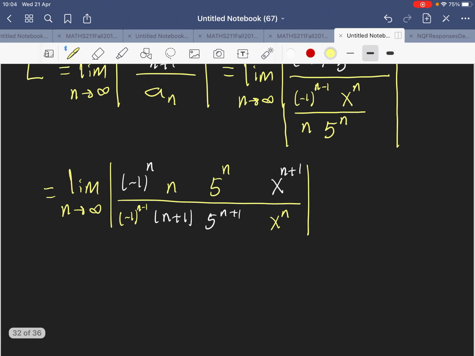And now we do cancellation as necessary. (-1)^n, (-1)^(n-1). We cancel, we have -1, but because we have absolute value, that will give me only plus. So we will end up with n over n plus 1, and here we'll have 5, because we cancel 5^n with 5^n, we get only 5. So this one with 5. x^n with x^n, so we have only one x, and don't forget it should be between absolute value.